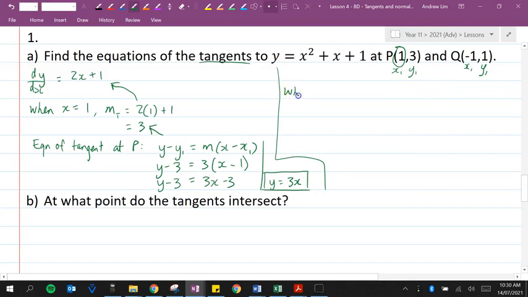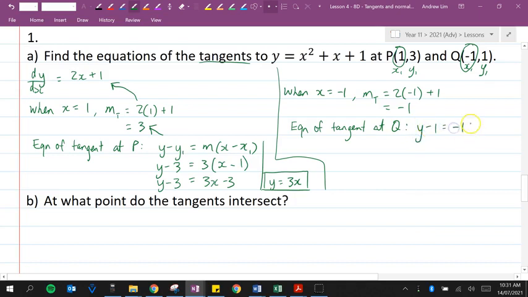What about at Q? When x is equal to negative 1, because that's what x is equal to at Q, the gradient of the tangent is going to be 2 lots of negative 1 plus 1. Again, I just substitute it into the gradient function. That gives us 2 times minus 1 plus 1, which is negative 1. And so now the equation of the tangent at Q: y minus y1 is equal to m(x minus x1). This becomes a plus 1 because minus minus 1 is positive. So y minus 1 is equal to negative (x plus 1). So y is equal to negative x.